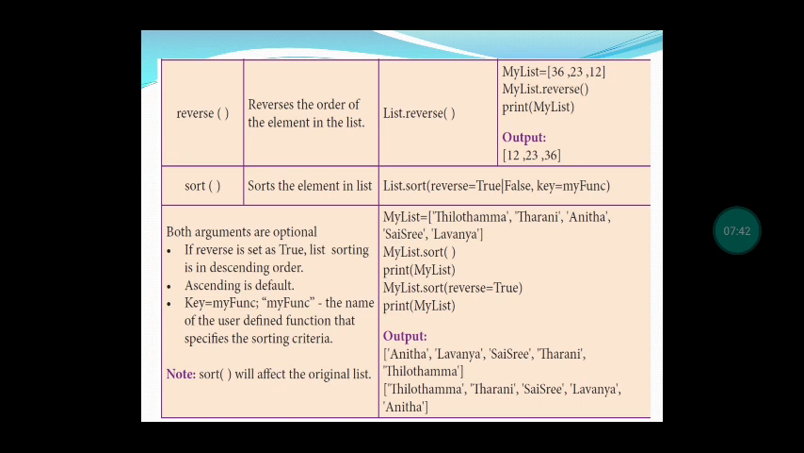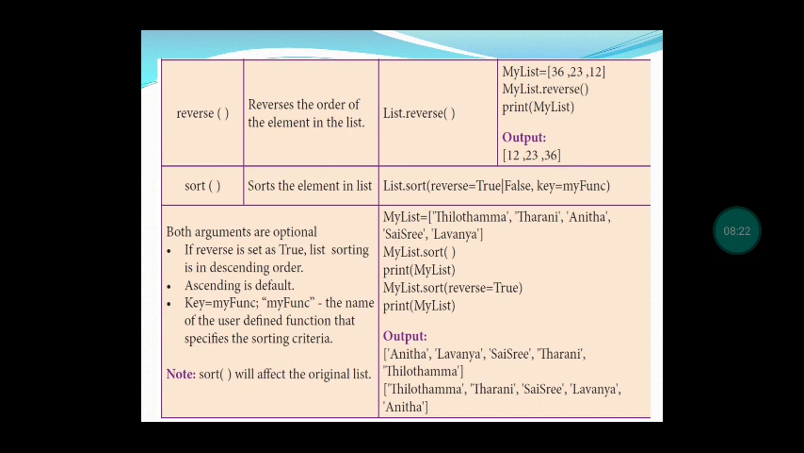If you are giving reverse equal to True, the sorting will be in descending order. But by default, it is in ascending order. Key equal to my function means it is the user-defined function which can specify the sorting criteria. Whatever we are going to define, we can give. And one main important thing is that sort will affect the original list. Whatever list we are giving, if we are sorting, finally we are getting the sorted list. So it will affect the original list.